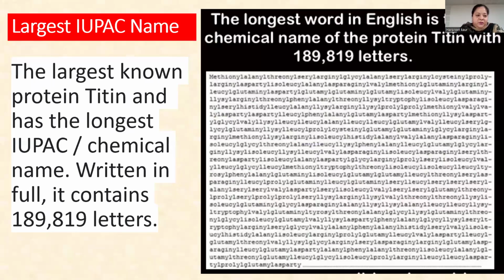Here's the final information. The largest known protein, titin, has the longest IUPAC chemical name written in full. It contains, surprisingly, 1,89,819 letters. Yes, there's a response in the chat box also with the same figure. 1,89,819 letters are present in the largest IUPAC name, and its trivial name is titin.